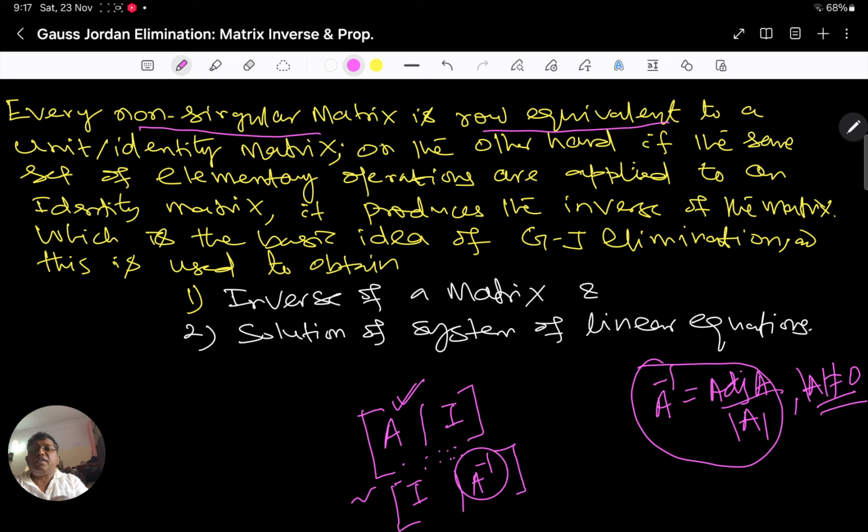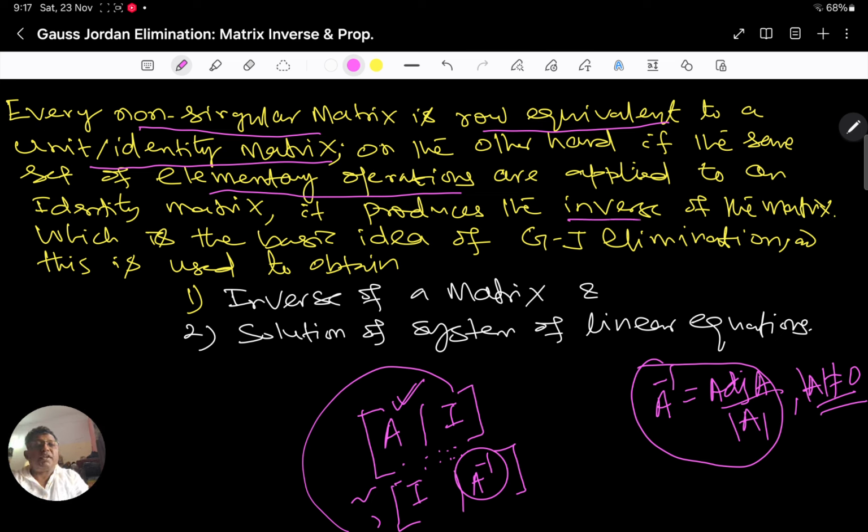So the basic idea is, as you know, every non-singular matrix is row equivalent to an identity matrix of same order. On the other hand, if the same set of operations is applied to the identity matrix, then it gives me the inverse of the matrix. So this is the basic knowledge of your Gauss-Jordan elimination.